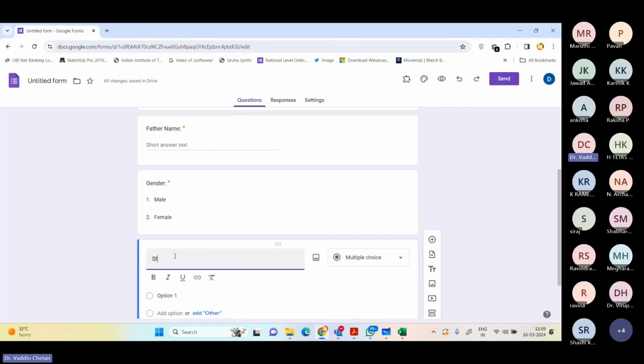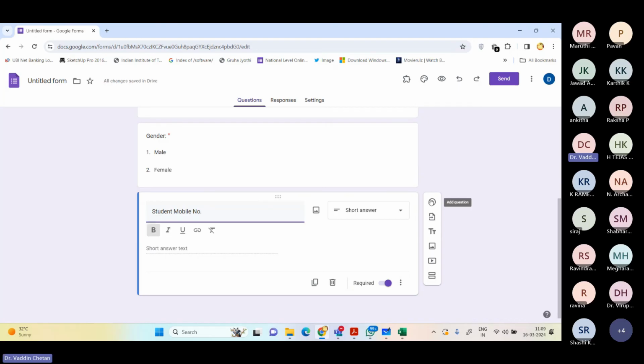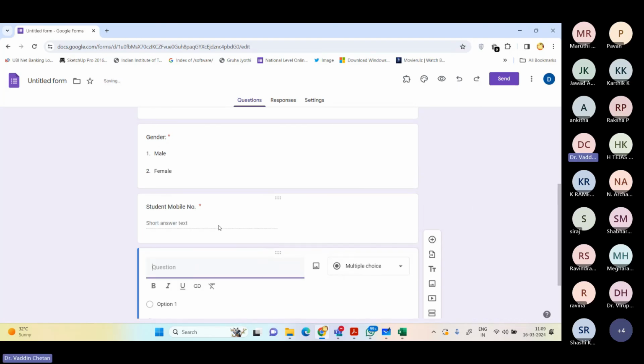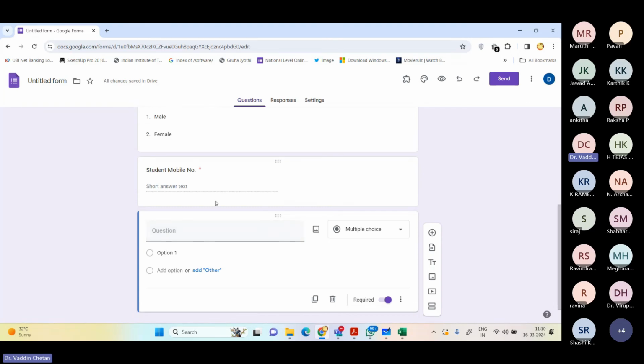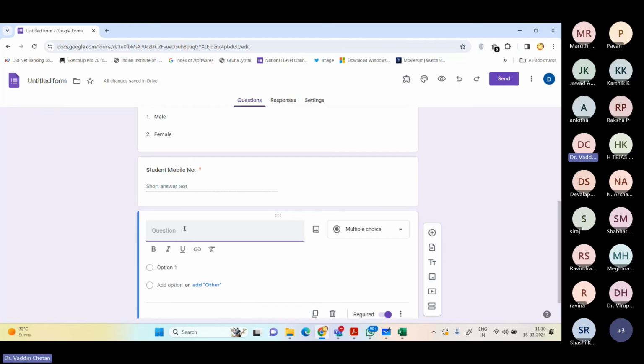Student mobile number, right? I'm making it to be a short answer. For this, I can give the conditional formatting and I can make students enter only numerals or only 10 characters, right? Like that, we can do that, but that will be a bit complex for you. Simple way, you can do it like this.